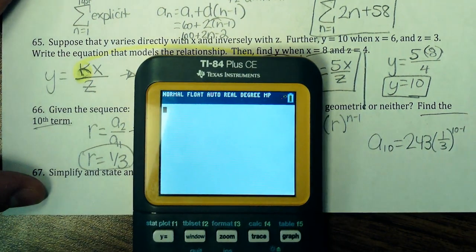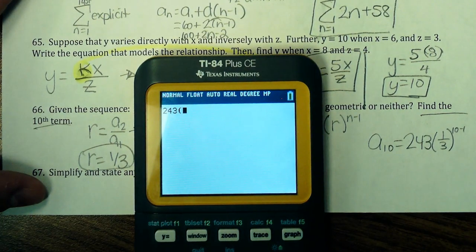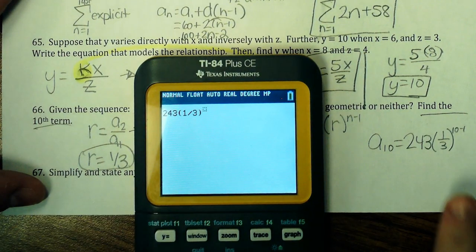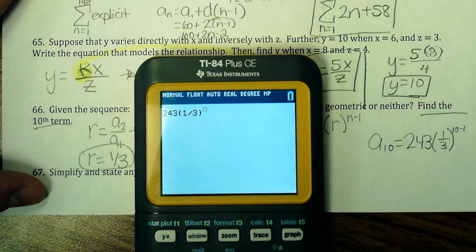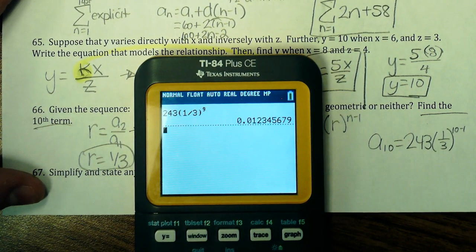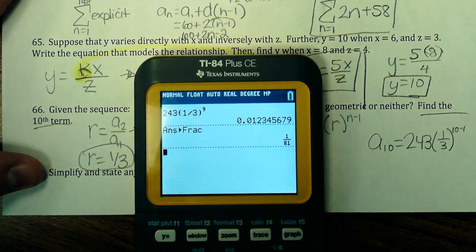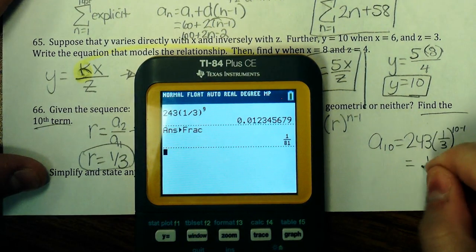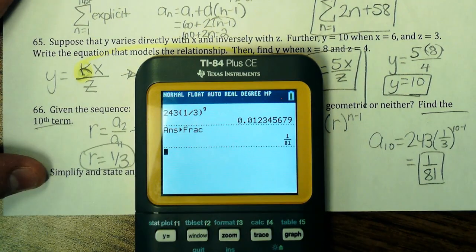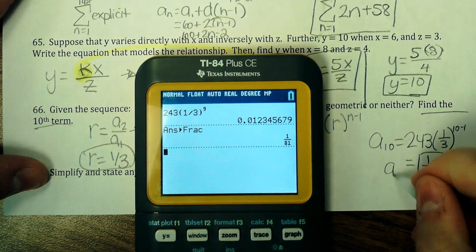Now, I'm just going to shove this into the calculator. So 243 times 1/3, and then just to save myself some time, 10 minus 1 is 9, so I'm just going to write to the 9th power there. Let me see if we can change this to a fraction real quick. So this is 1/81. That's the 10th term.